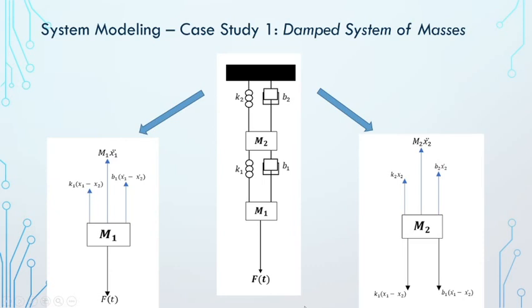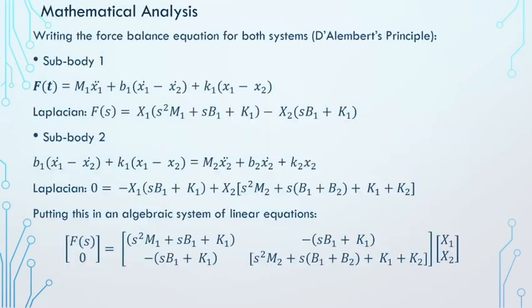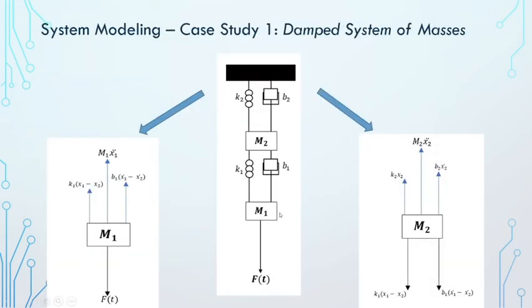Oh, I'm sorry about that. I should have indicated x1 as the displacement of m1 and x2 as the displacement of m2. I'm sorry, I didn't indicate that, but please take note of that. Okay, so usually you want to see what is the stability or the response?